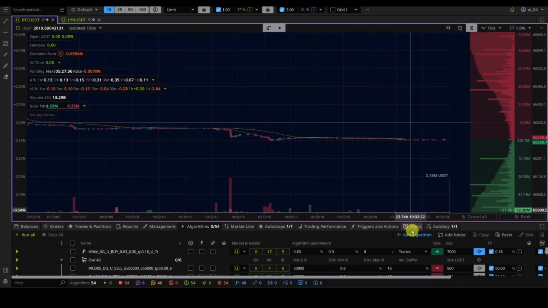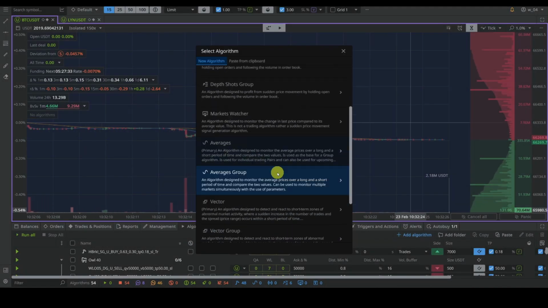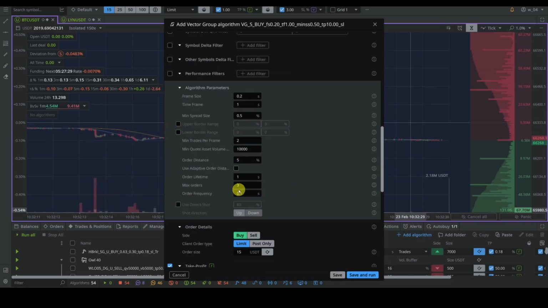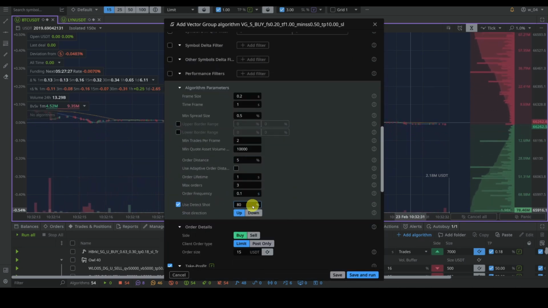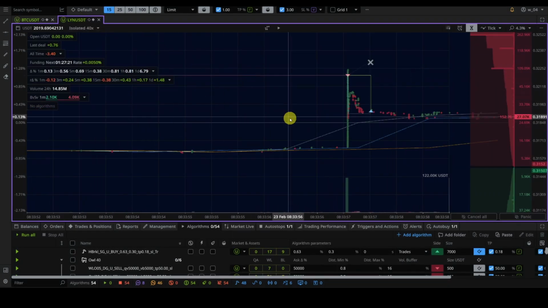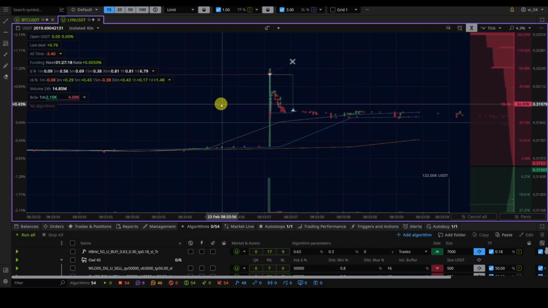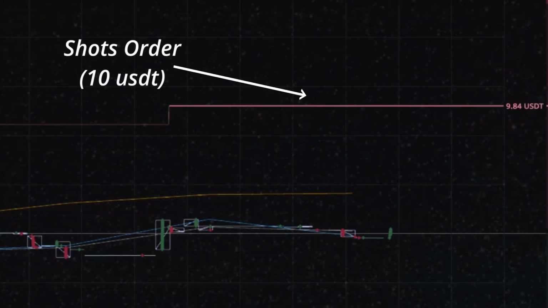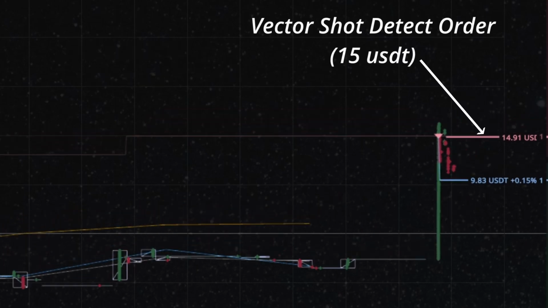Hey everyone! Today is the final piece of the puzzle that is the vector, the shot detect function. Turns out it is much easier to understand than the main algorithm. You might say it is something like a regular shots algorithm, but you are allowed to act only a split second after the actual shot happened.